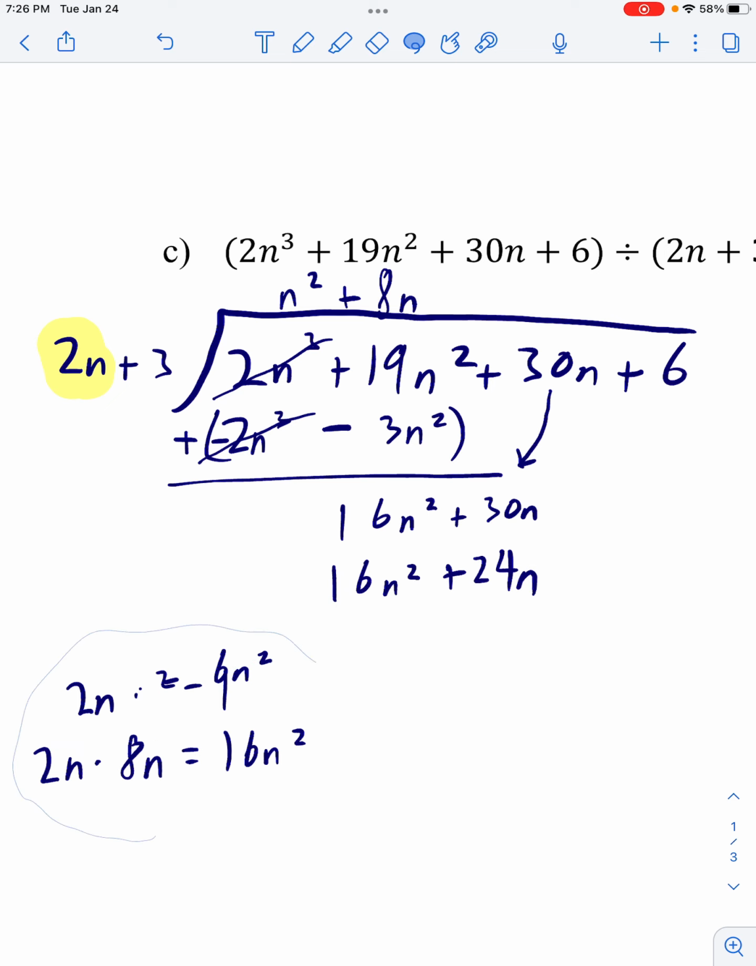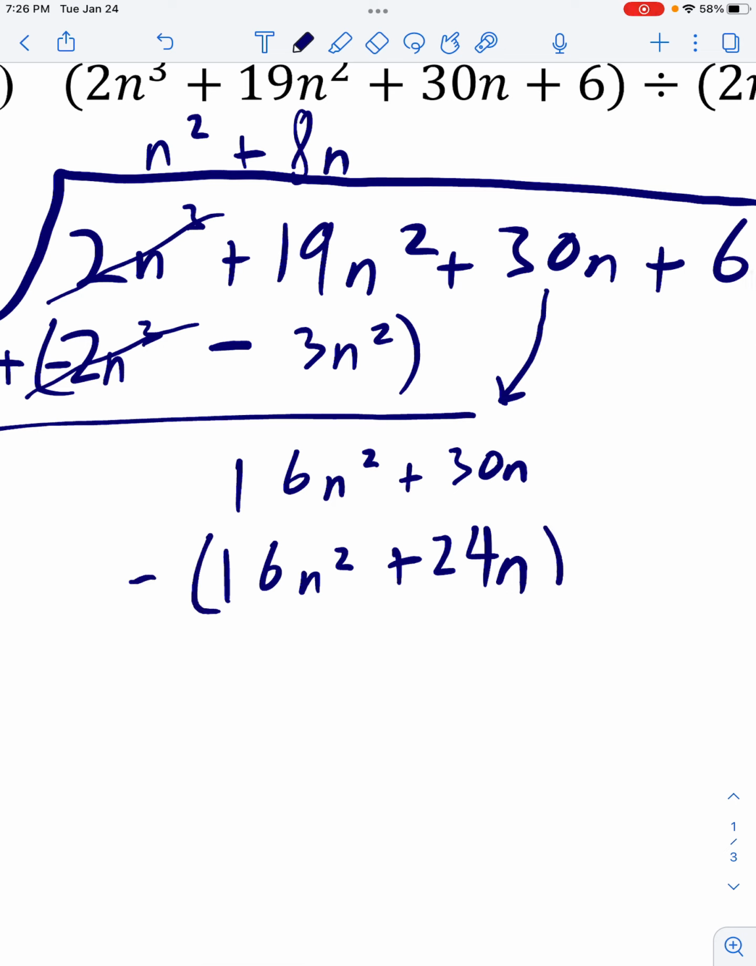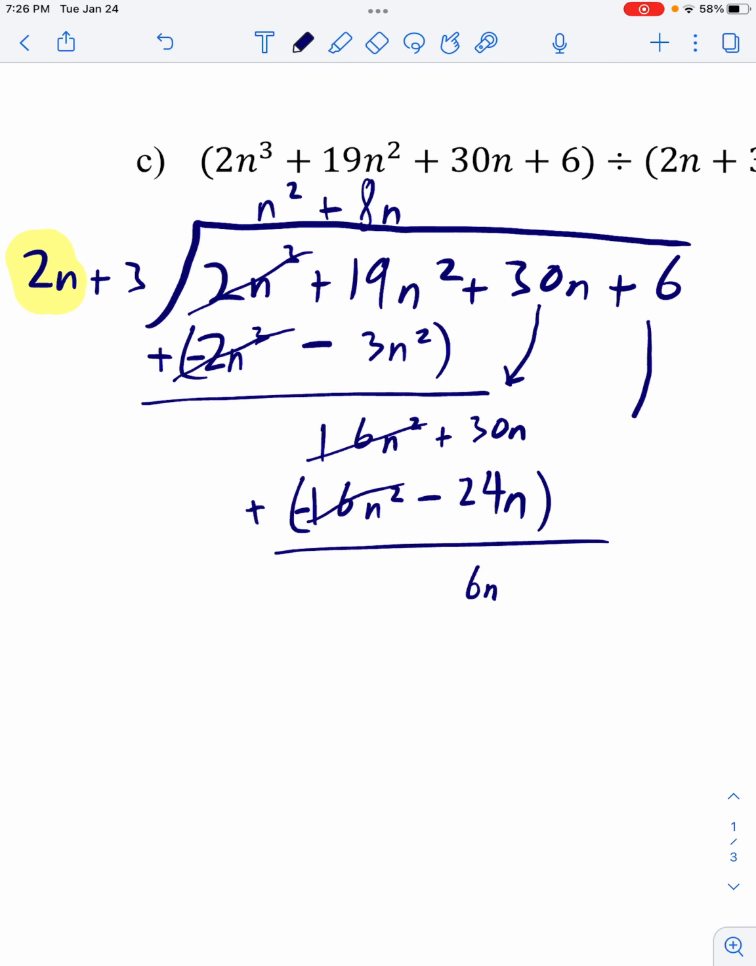All right, and then we subtract these two from each other. So 6, right, and I'm going to change this into an addition, okay? So plus, minus, okay? So 16n squared plus minus 16n squared, that just cancels, it goes away. 30n plus minus 24n is 6n, all right? And then drop down that 6. And then repeat the algorithm one more time.